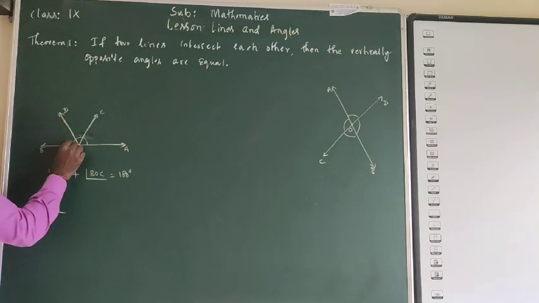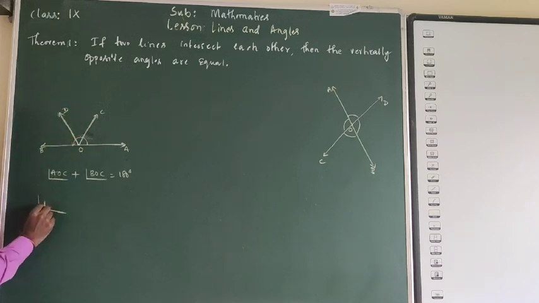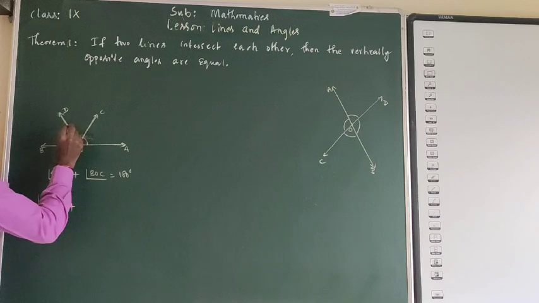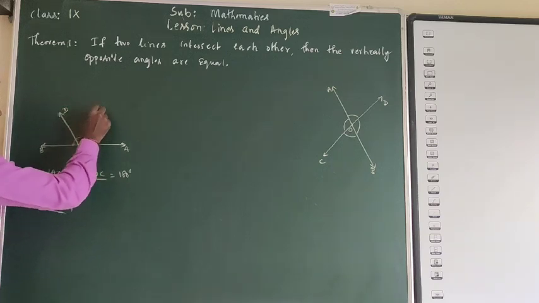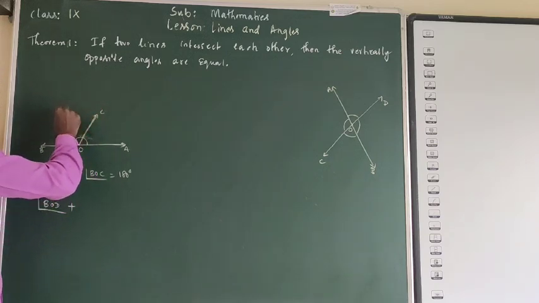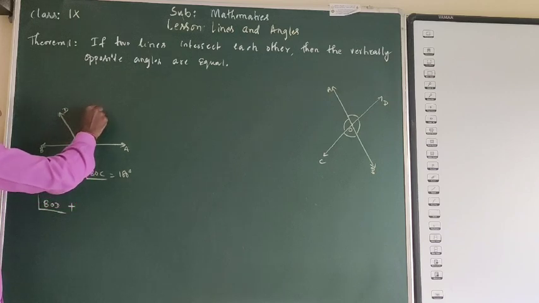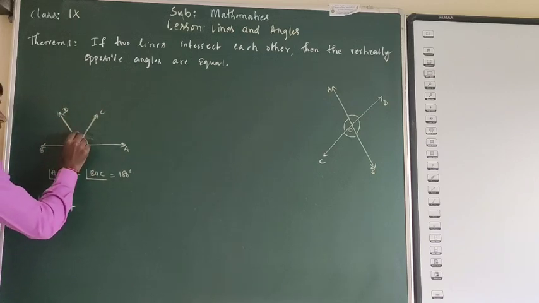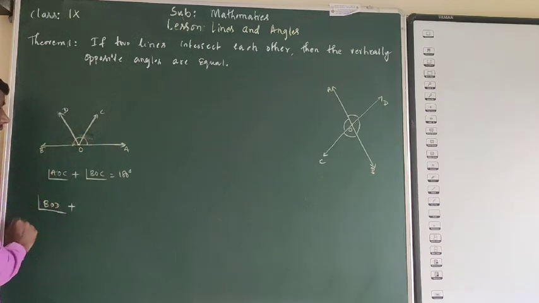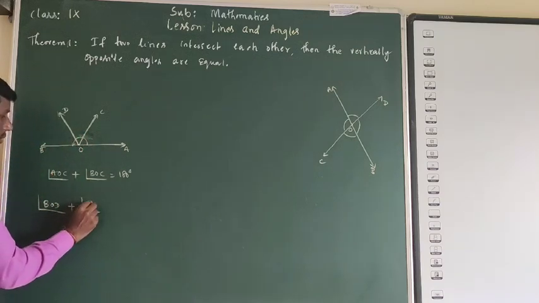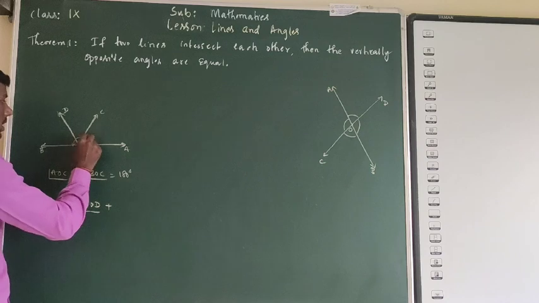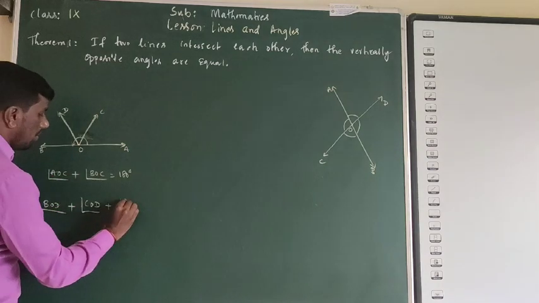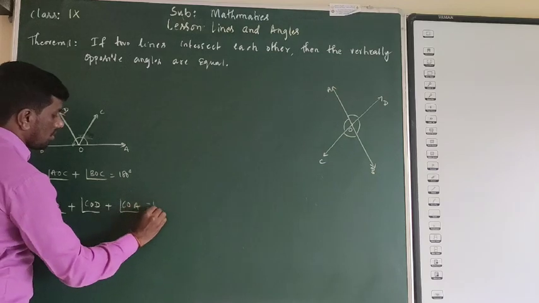This angle BOD, plus this, which is either DOC or COD, both are the same. You can start from here and go like this, or start from here and go like this. DOC or COD, both represent this angle. Plus then COA or AOC. Let me take it as COA only. BOD plus COD plus COA is equal to 180.